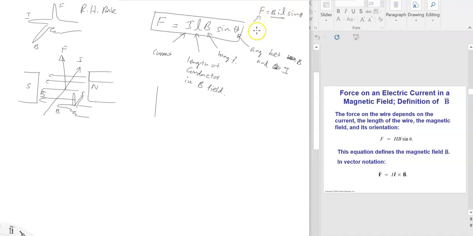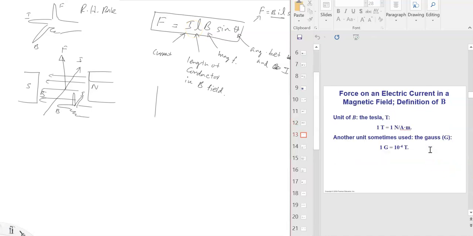F is the force. So ILB sine theta. If you are in advanced maths classes, we can explain this in the vector form. It's the cross product between L and B, or between current and B. Current is not a vector, so we take the length as the vector, because it has the direction. Either way, using this, we can find the magnitude of the force. So let's try some simple examples.